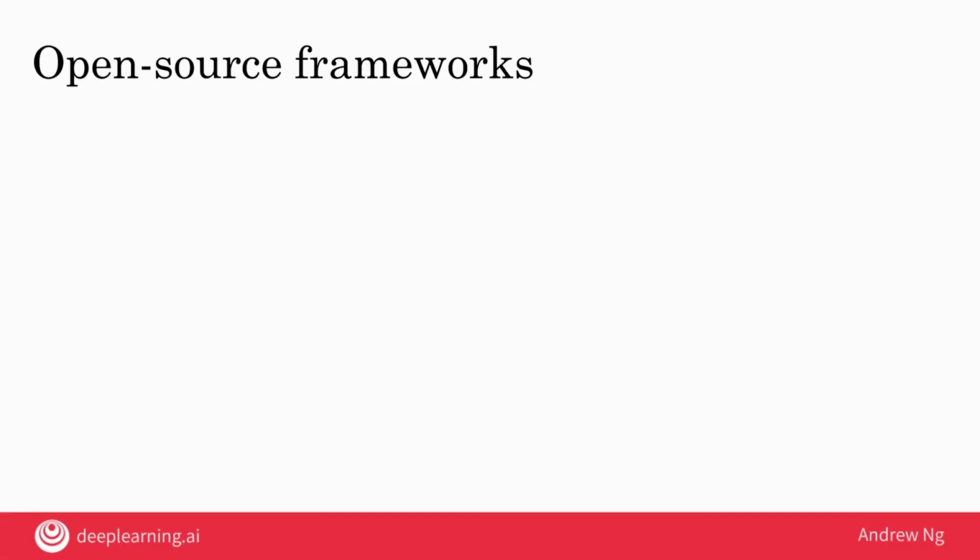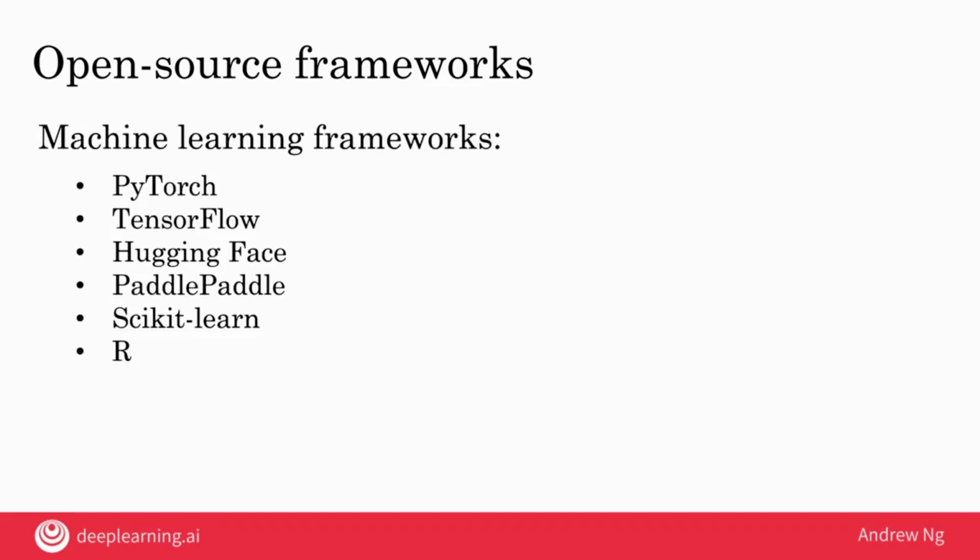We're fortunate that the AI world today is very open, and many teams will openly share ideas with each other. There are great machine learning open source tools and frameworks that many teams will use to build their systems. So if you hear any of these, PyTorch, TensorFlow, Hugging Face, Paddle, Scikit-learn, or R, all of these are open source machine learning tools or frameworks that help AI teams be much more effective.